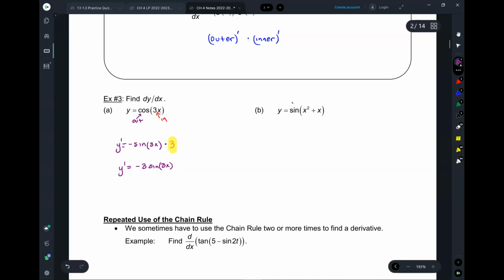Here, sine is the outer function, and x squared plus x is the inner. So y prime: the derivative of sine is cosine of x squared plus x. I have sine of x squared plus x, the derivative is cosine of x squared plus x, times the derivative of the inside, which is 2x plus 1. And since I have more than one term, I put parentheses around it.